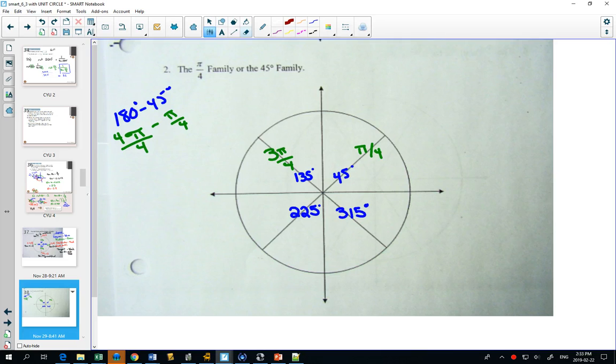What's it going to be in quadrant 3? Five pi over 4. What's it going to be in quadrant 4? 7 pi over 4.